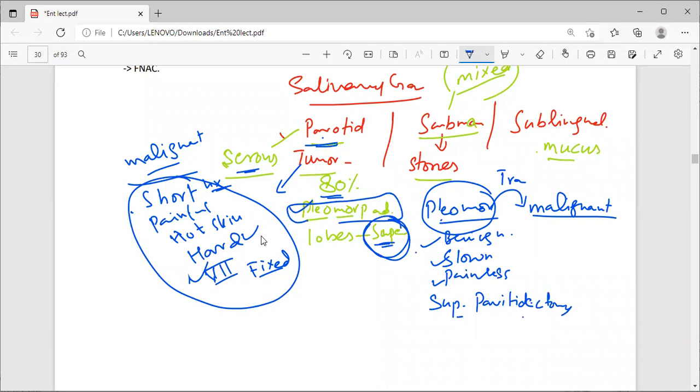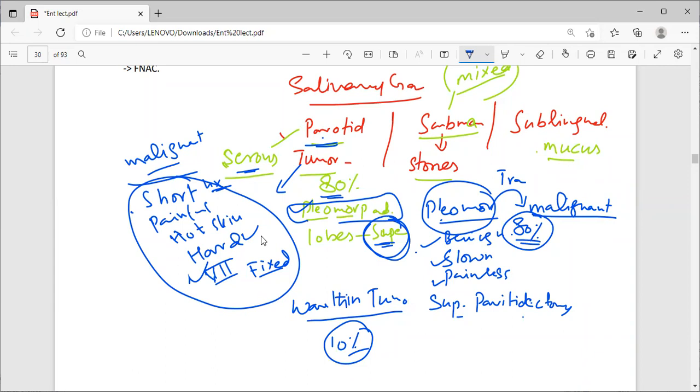Now let's move to the other one, which is called Warthin. These are also benign tumors, okay, but these are 10%. Now mostly these two, you have to remember only these two. One is called pleomorphic, which is present 80% of the time. It is very common. And then the other one is Warthin tumor. They both are present in the parotid. Okay, so Warthin tumors are 10%.